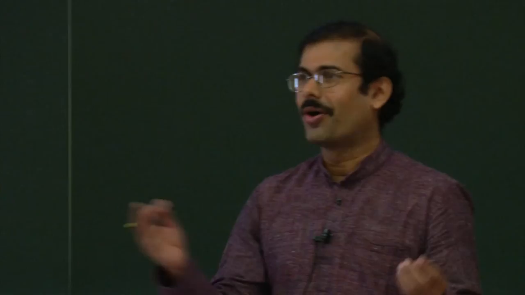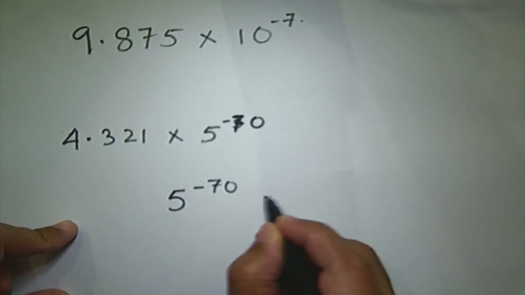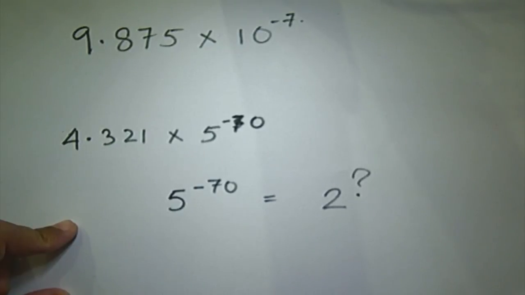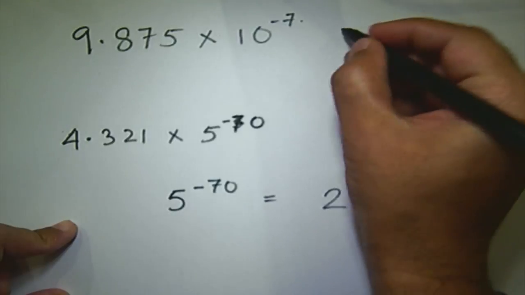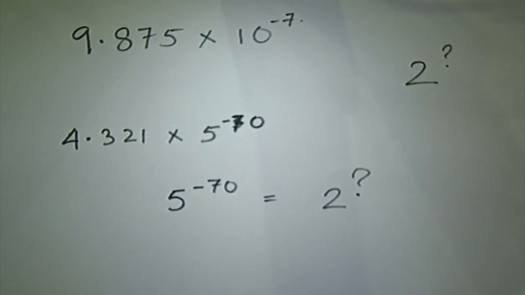Since all of you have come through JEE and the MSc students have also completed a bachelor's course, is it very hard to see that 5 raised to whatever you give me is also 2 raised to something? All of you know how to do this, right? Just take logarithms. So similarly, 10 raised to minus 7 can be converted to 2 raised to something. So just write out what that 2 raised to something is, and then the rest of it is the same.